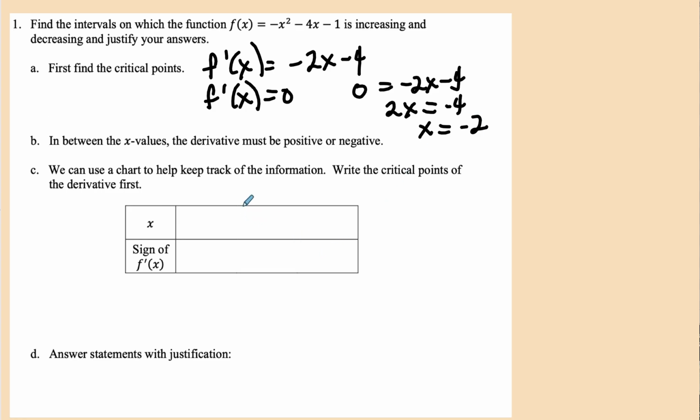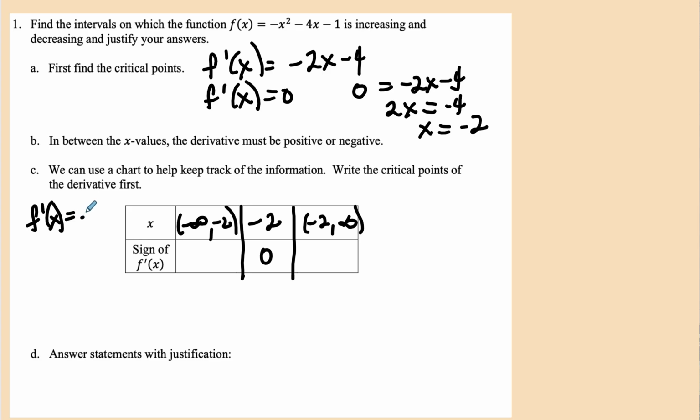So we know that we're concerned with x equal to negative 2. That's a spot to look at. We know the derivative is 0. Then we're going to look at values from negative infinity to negative 2 and from negative 2 to infinity. And we know they're going to be the same in those intervals. Now we can take our derivative, f prime of x is equal to negative 2x minus 4, and we know the sign will be the same anywhere.